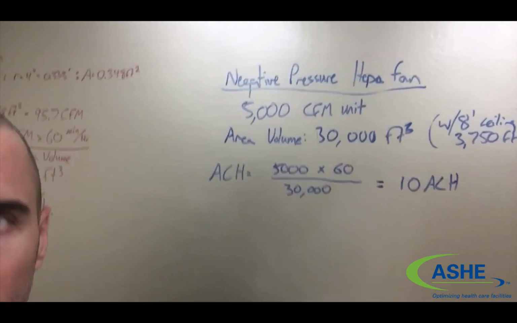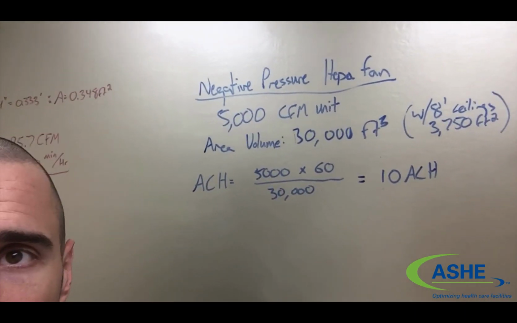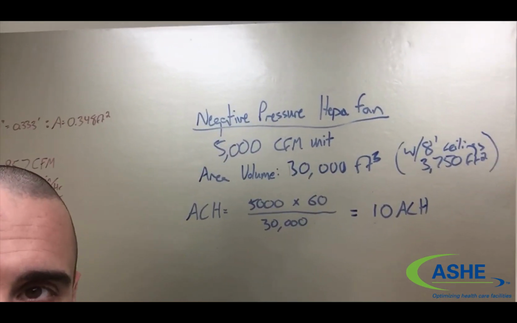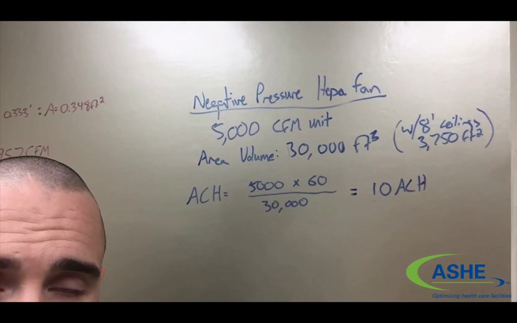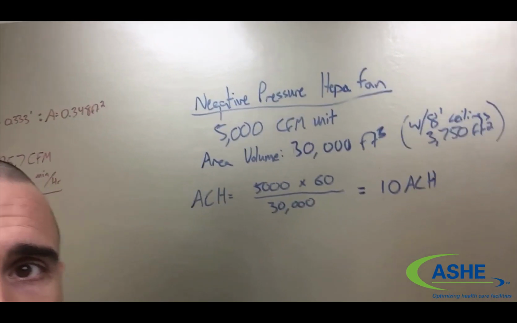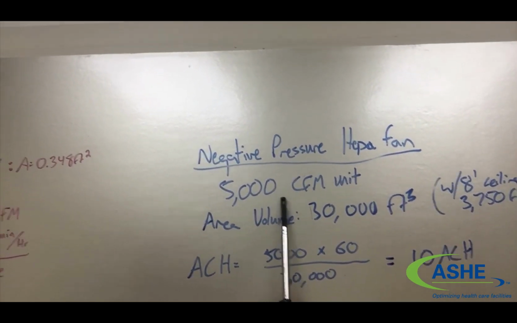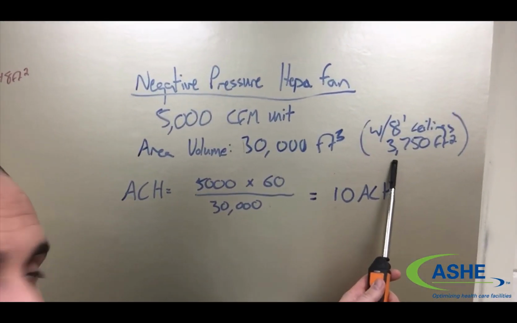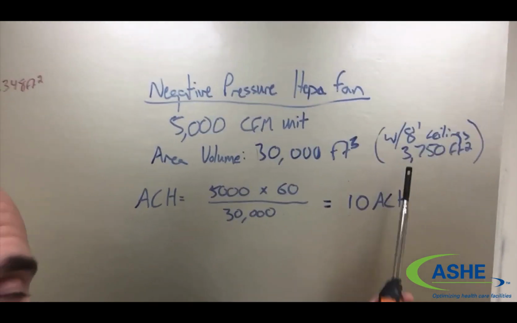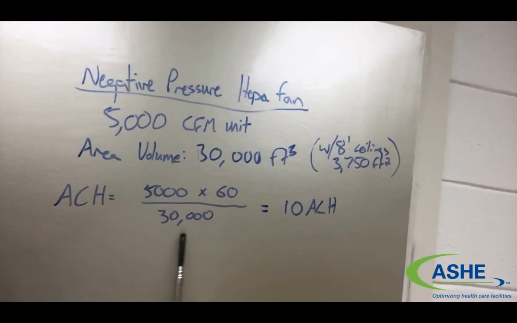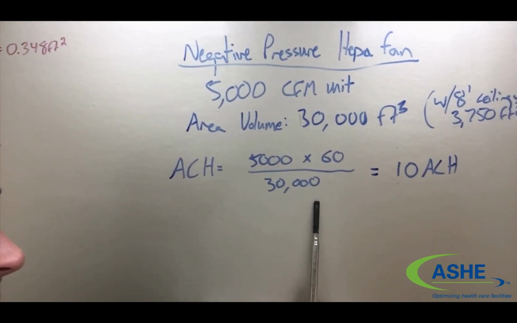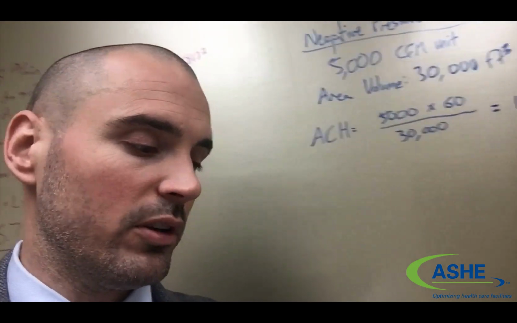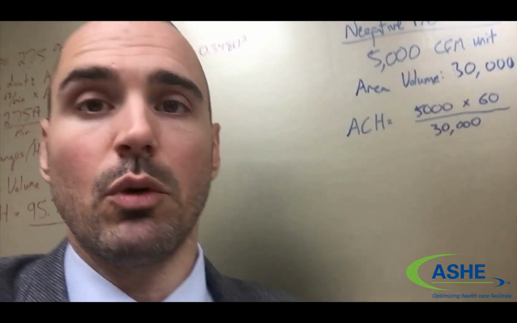So again, a similar scenario. Now we're using a negative pressure HEPA fan. Let's say we added in a 5,000 CFM unit to an area to try to drive it negative, right? And some hospitals are looking at doing this for suites, for wings, for all different areas. So if I have a 5,000 CFM unit and an area volume of 30,000 cubic feet, which with 8-foot ceilings is about 3,750 square feet of space, then my air change calculation is 5,000 times 60 divided by 30,000, and that gives 10 air changes per hour. And again, 10 air changes per hour, for example, yields 99% dilution in 28 minutes.